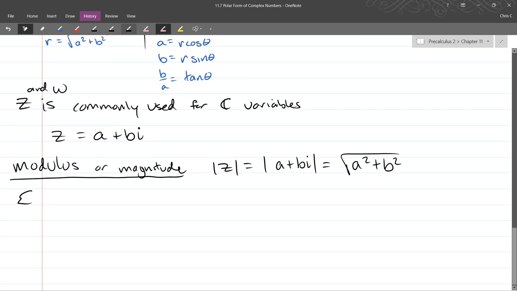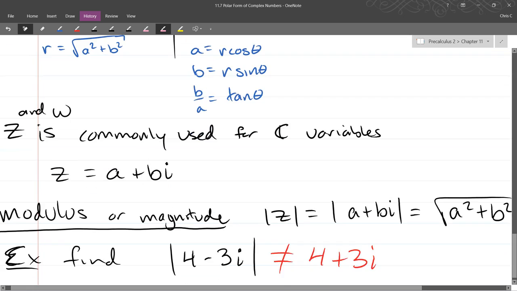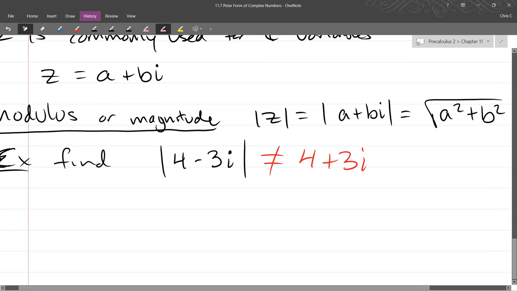So we'll do a fast example. This is going to be the modulus or magnitude of 4 minus 3i. I'm going to write down the worst answer you could give me. So it is absolute value, but it's not absolute value of each term individually. So that's very wrong right there. So don't turn negatives to positives. That's not what this operator does.